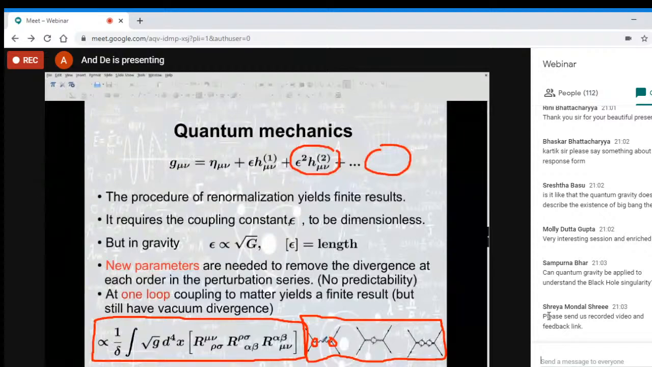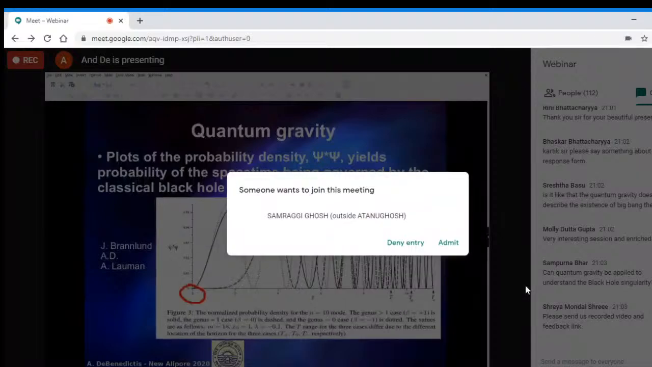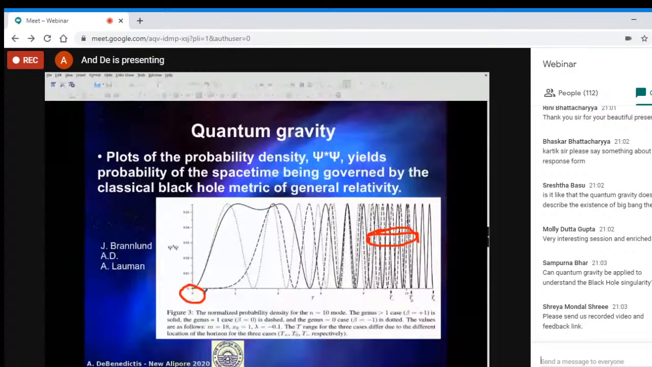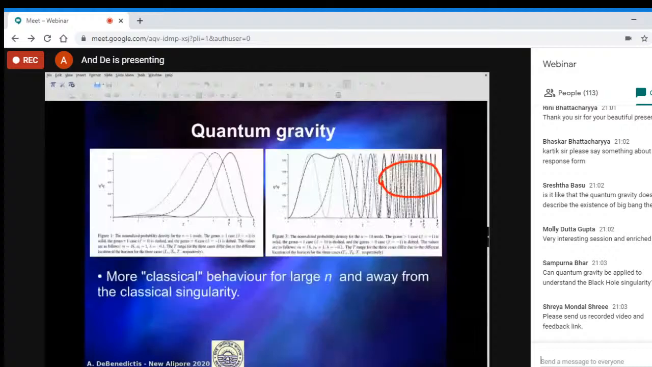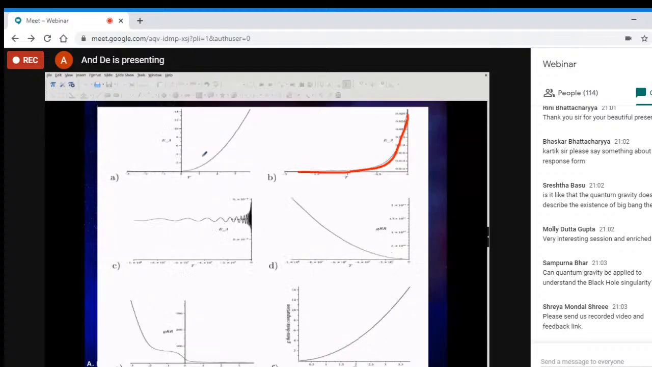Another question. Can quantum gravity be applied to understand black holes? Right here, this is in Wheeler-DeWitt theory. The fact that we have a 0 in this plot at the origin means that there's a good chance that the black hole singularity is eliminated. And in these graphs at the end here, the fact that the E3 graphs do not go to 0 is an indication that the black hole singularity is eliminated, and you get a new universe, so to speak, on the other side.